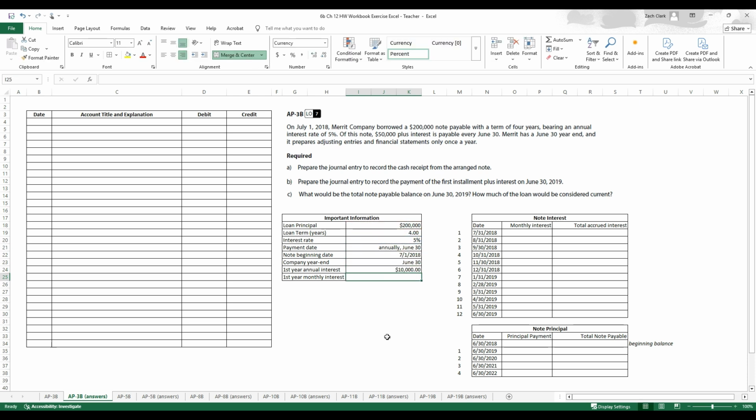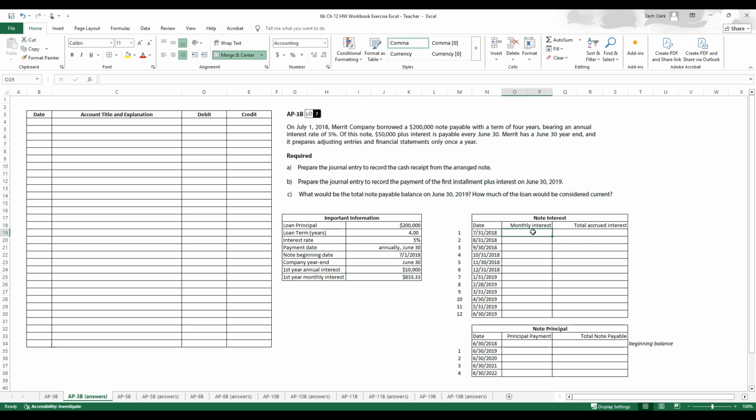So 5% times the 200,000 of principal means that for that first year where 200,000 is outstanding, we're going to owe $10,000 over that whole year. And if we want to figure out the monthly, we just divide that by 12, and we get $833.33 for every month.